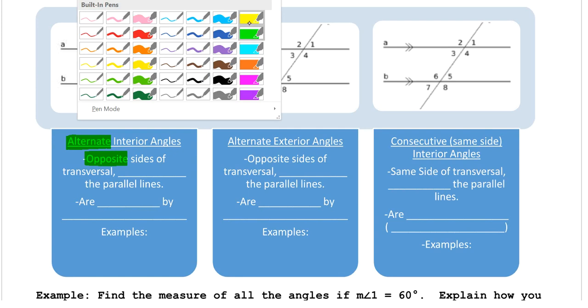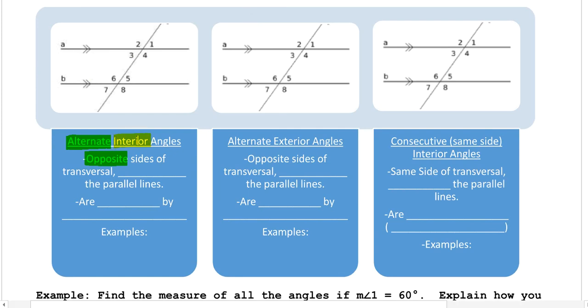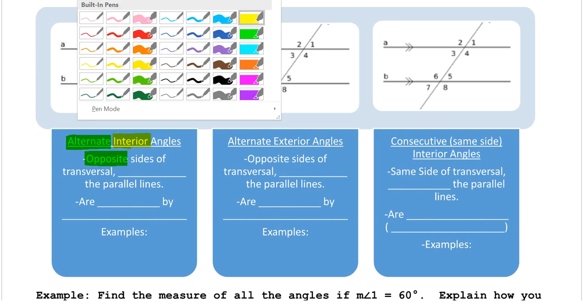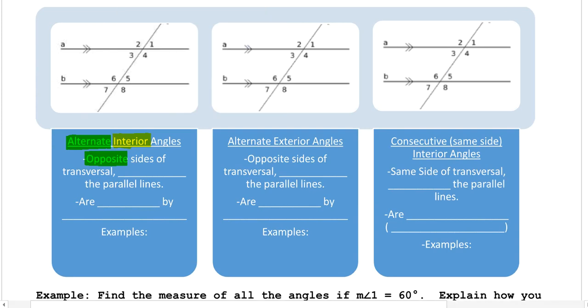And then our second vocabulary word is interior. If you think of the interior of a house, that means inside. So we are looking for angles that are on opposite sides of the transversal, but that are also inside the parallel lines. And this angle relationship also creates congruent angles by rotation.